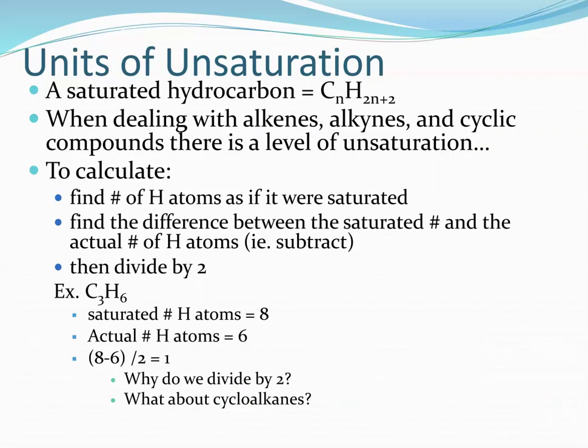Unsaturation is caused in alkenes, alkynes, and cyclic compounds because there are not twice as many plus 2 hydrogens for each carbon atom. You may be asked to give the units of unsaturation of a given molecule. To figure this out, you must first determine how many hydrogens a molecule would have if it was saturated. Then we subtract the number of hydrogens the molecule actually has. Finally, we divide the difference by 2.